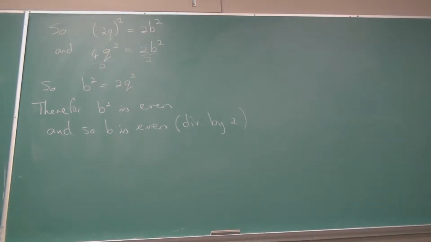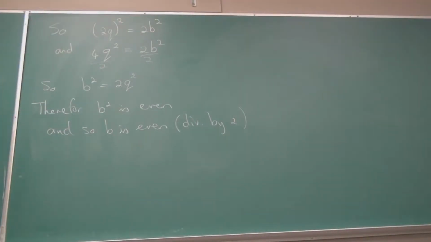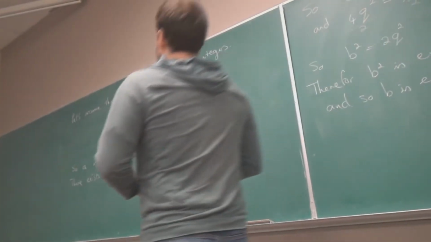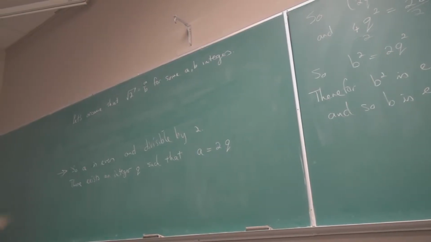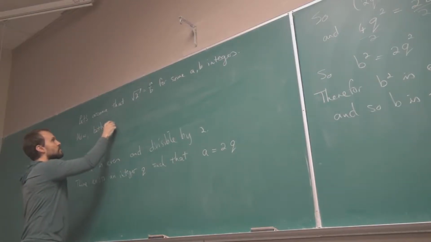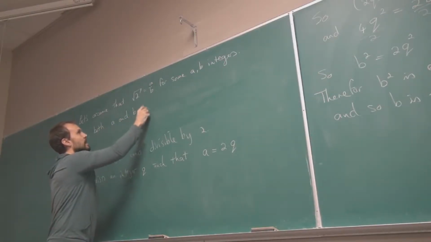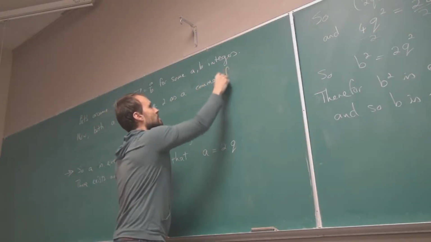So it seems like we haven't gotten anywhere, but we've gotten somewhere very important. I'm going to leave the first line and make space like this and continue over there. So what does that mean? We had A is divisible by 2, and B is divisible by 2. Both A and B therefore have 2 as a common factor.